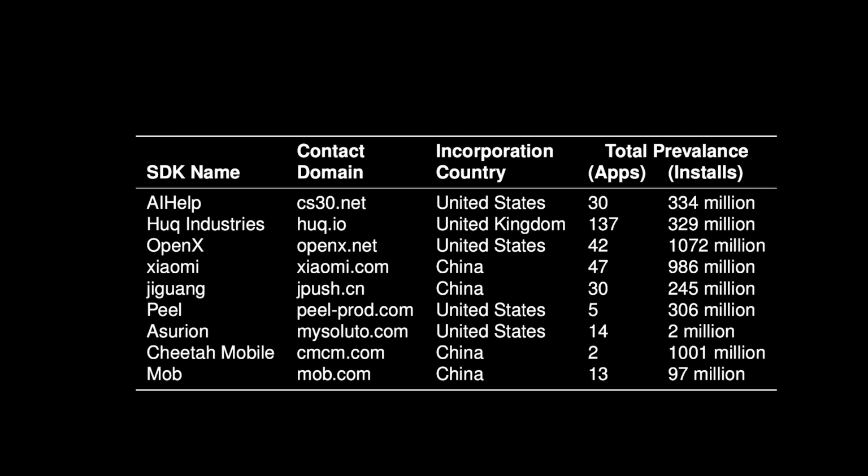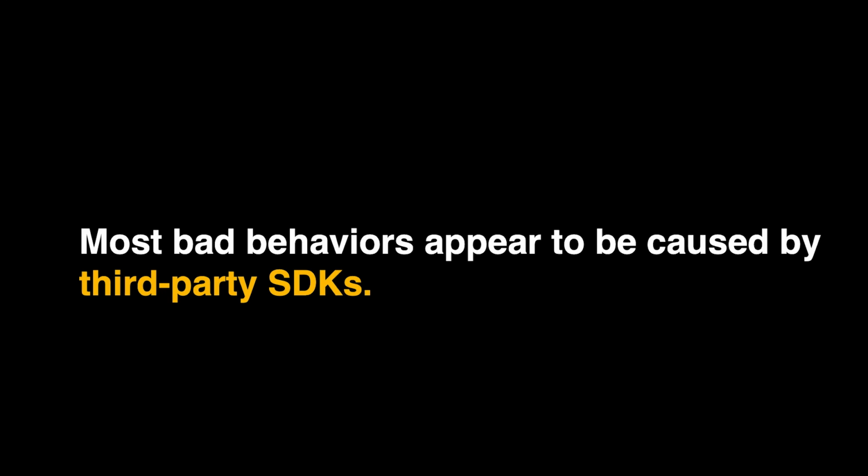And it's likely that in many cases, these are popular SDKs. It's likely that the developers have no idea that these SDKs are collecting this information, which could create potential liabilities for them if they're putting disclosures about the fact that their app doesn't collect this data in their privacy policy, for instance. And so the point of this whole talk is that many of these bad behaviors seem to come from the SDKs.